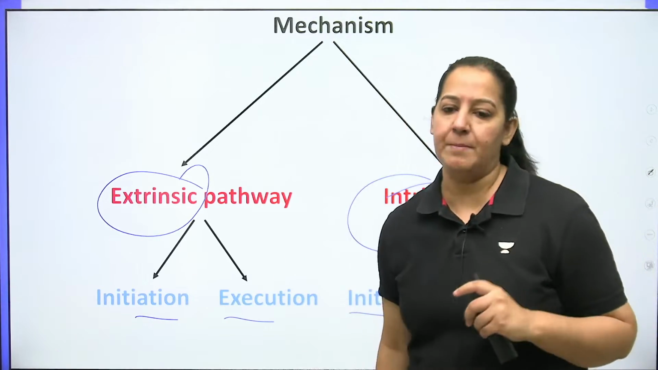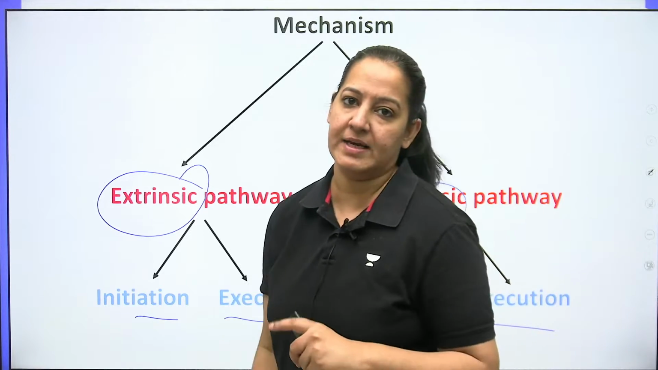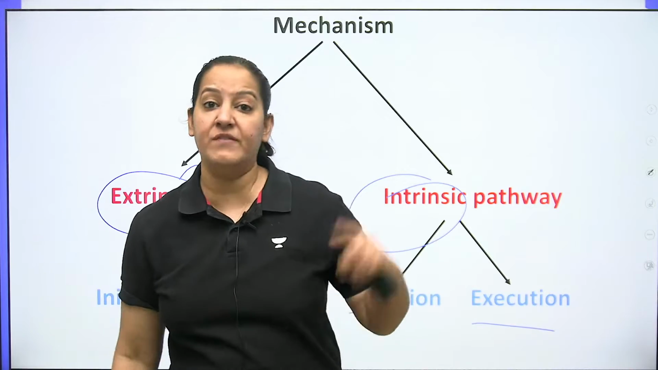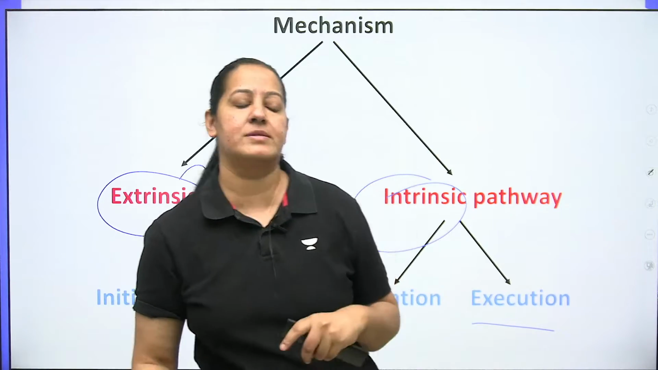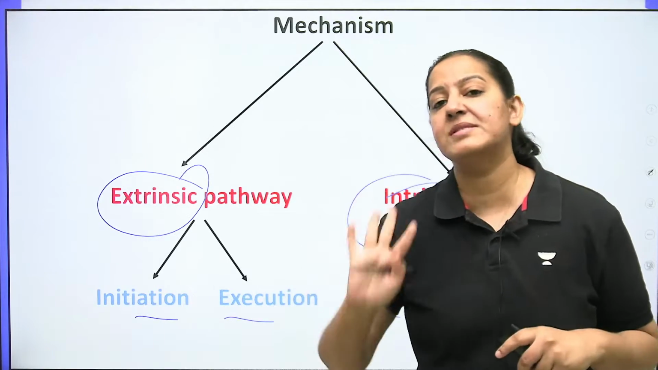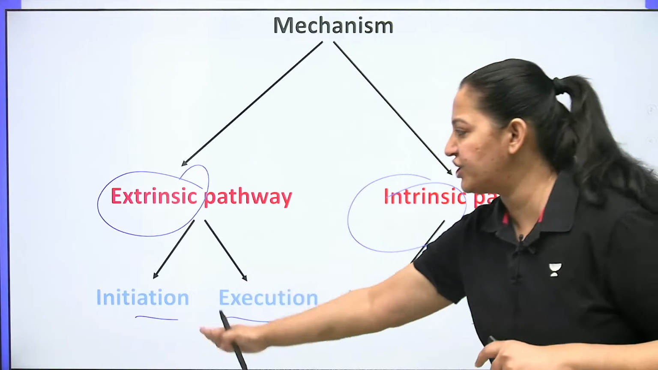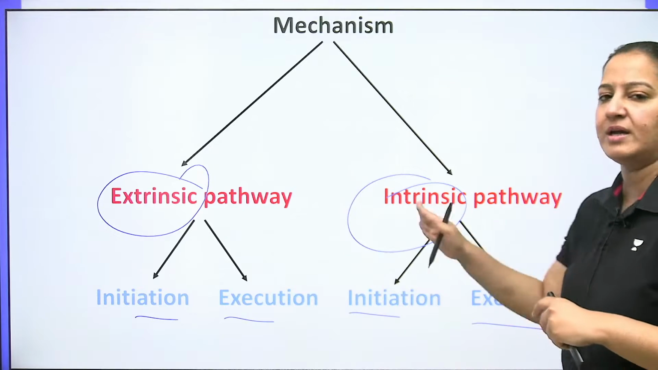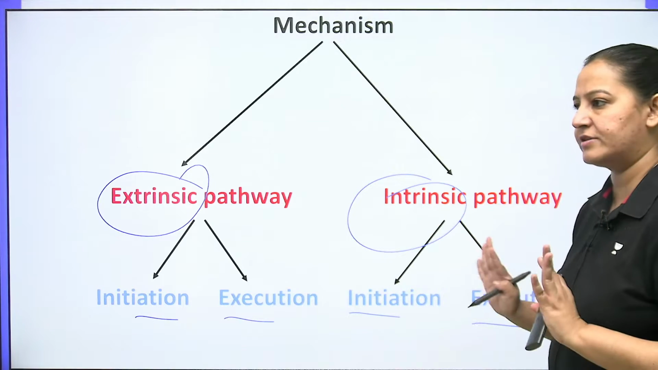So there are two pathways in apoptosis, extrinsic and intrinsic, depending on where the signal is coming from. If signal is coming outside the cell, it is extrinsic. If signal is coming from inside the cell, it is intrinsic. In each of them, whether it is extrinsic or intrinsic, there are two phases. So initiation extrinsic, execution extrinsic. Initiation intrinsic, execution intrinsic. So this is the thing. Till now you got it.